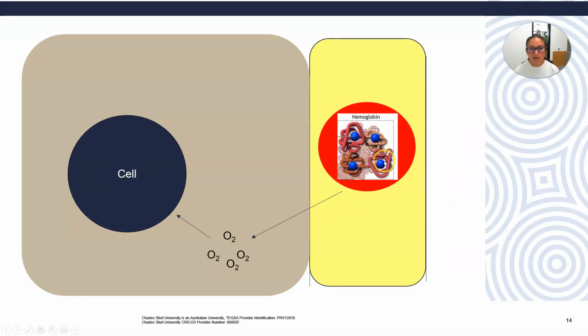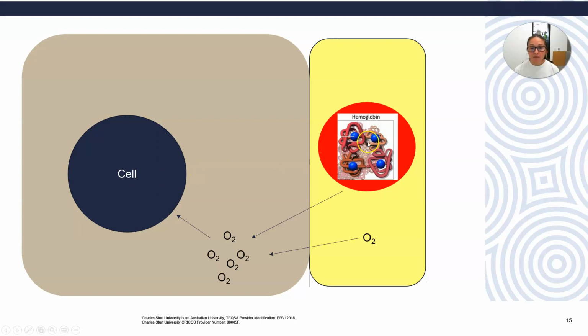So hemoglobin, the blood comes in, the cell is starving, needs oxygen, and hemoglobin brings in 1, 2, 3, 4 oxygen molecules in the red blood cell, and they make their way to the interstitial fluid, and then they make their way into the cell, and the cell uses those oxygen molecules to do stuff, which we'll get onto later.